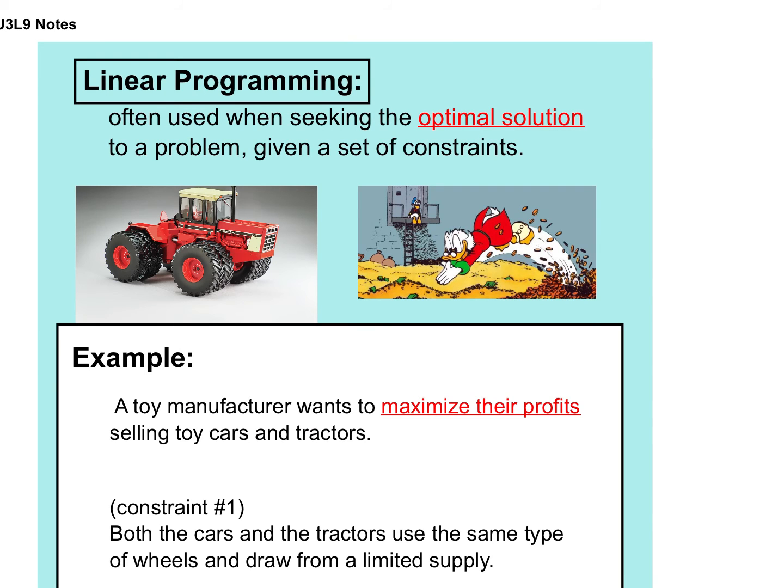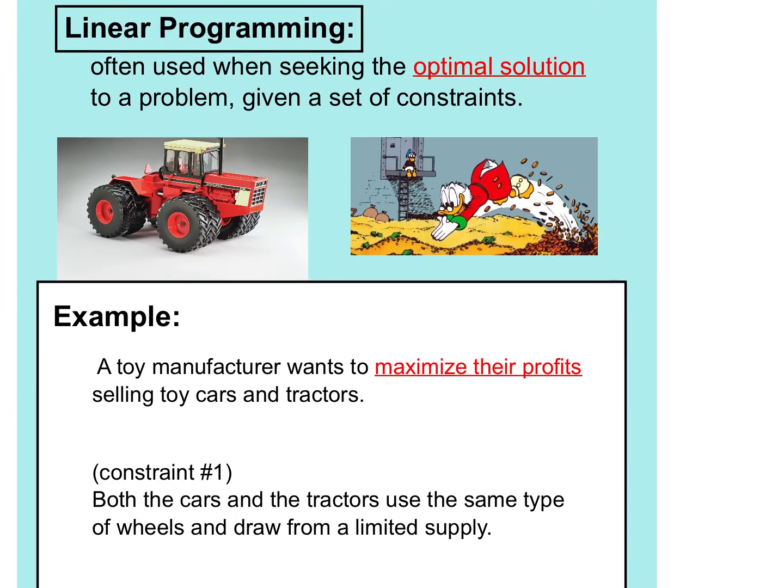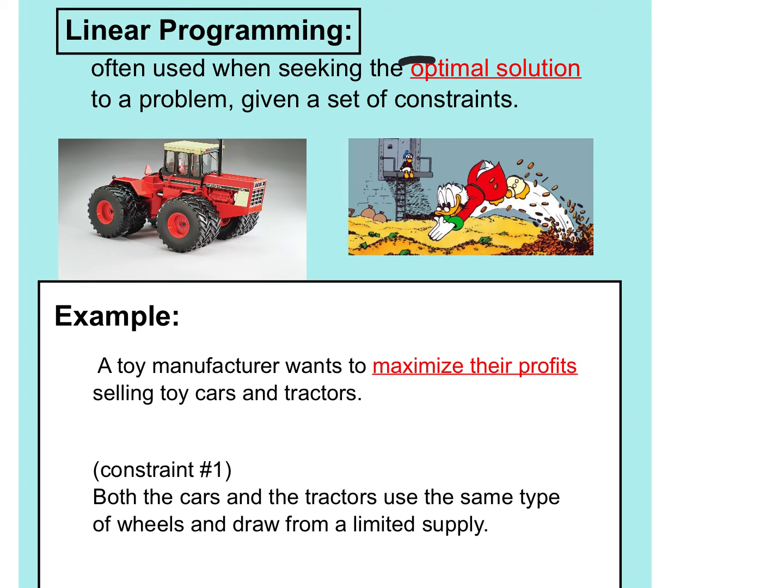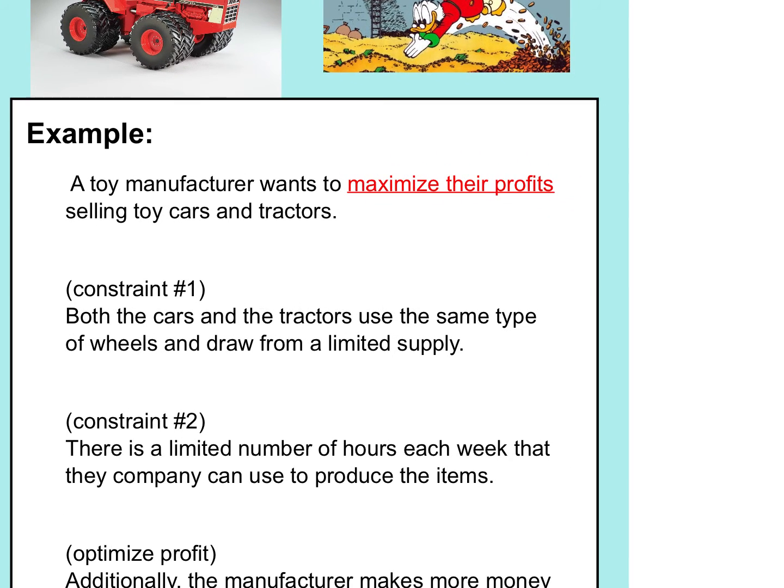All right, so when we're doing something called linear programming, we're trying to find the optimal solution to the problem given a set of constraints. For example, let's say that a toy manufacturer wants to maximize their profits. Do they do that because they're evil? No, they're a business, they're trying to make money. That's why they have their store open or their manufacturing place. They're trying to make money. If they make money, they can pay their employees and then it rewards whoever made the company with some profit.